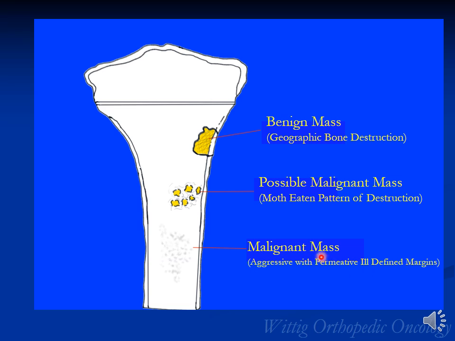Moth-eaten or permeative patterns tend to coexist. This is an example of a moth-eaten pattern where you can see these areas of bony lysis separated by what appears to be normal or permeated bone. Usually the bone in between these areas of lysis is occupied by tumor. And this is a permeative lesion which can blend imperceptibly with the bone, and you cannot make out the borders of this lesion. Both of these are indicative of a malignant or an aggressive process. Usually a geographic lesion is indicative of a benign process.